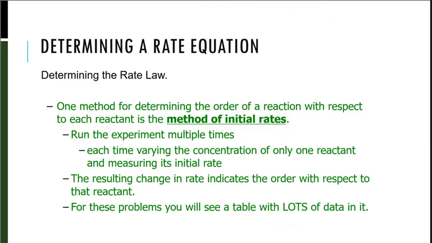Now, how do we find those reaction orders? We're going to use something called the method of initial rates. This is when we run the experiment multiple times, and each time we're going to vary the concentration of only one reactant and measure its initial rate. The resulting change in rate indicates the order with respect to that reactant. And for these problems, you're going to see a table with lots of data in it.